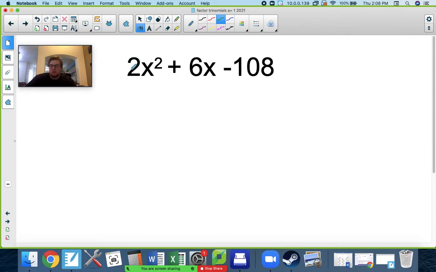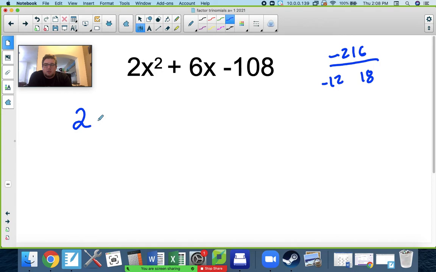So we got this 2 right here. We would approach this problem the exact same way. We would take 2 times negative 108, and we get negative 216. We would then have to find the factors that multiply to negative 216 that combine to 6. After some trial and error, you would find that it's negative 12 and 18. But here's the importance of the greatest common factor. The greatest common factor is 2 in this problem.